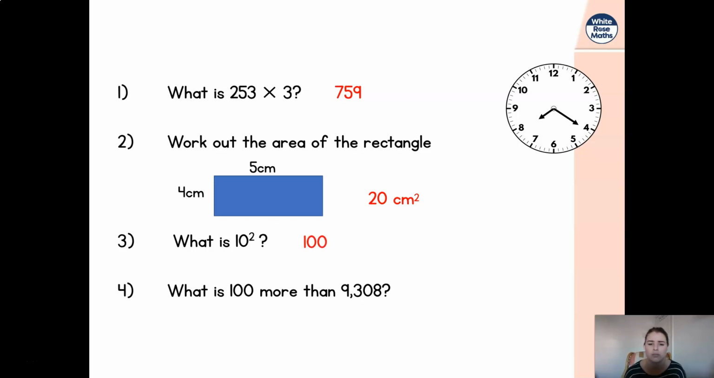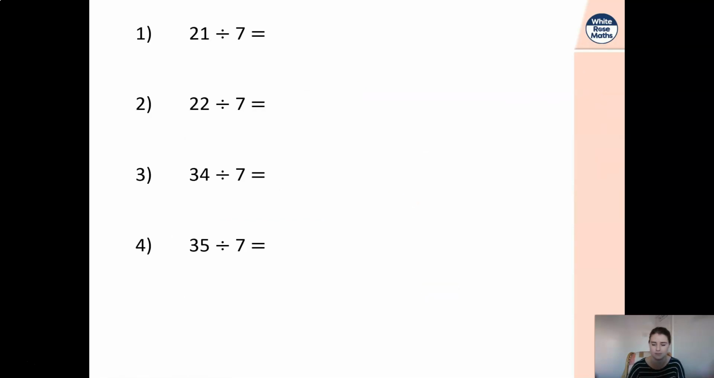Number 4, what is 100 more than 9,308? If we're adding 100, we're looking at our hundreds column. All we have to do is add 100 to our hundreds column, because there are no additional values to add to our tens or ones. So the answer should be 9,408. Okay, well done if you got those all correct.